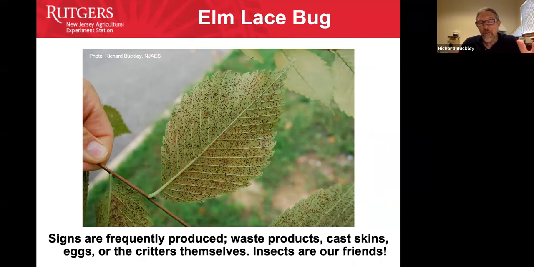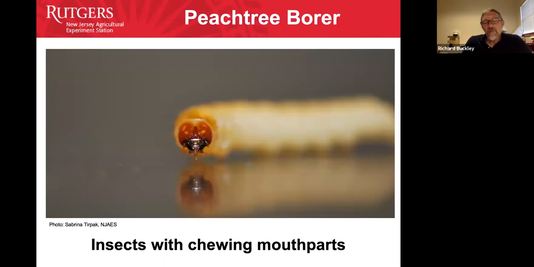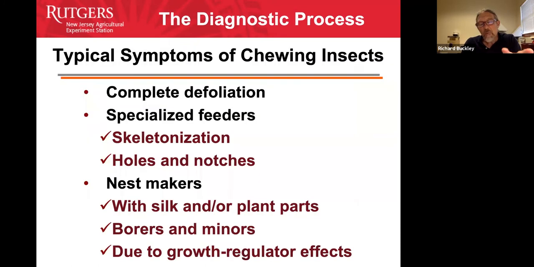So again, we have this piercing, sucking mouth part, and we have their waste product as a symptom or a sign. And that was a million insects in 4 minutes or less. Insects with chewing mouth parts, right? So that's what we're looking at here. It's sucking versus chewing. And when we have chewing mouth parts, we eat everything in sight. We do it in a specialized way where we make nests, right?